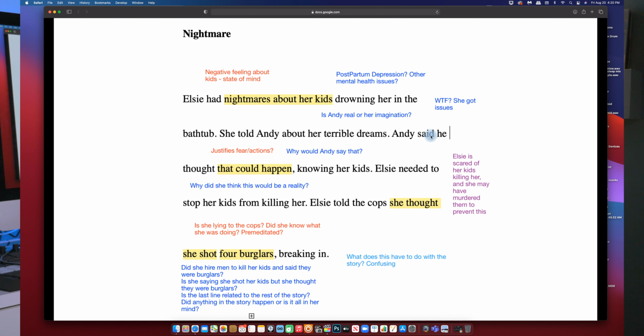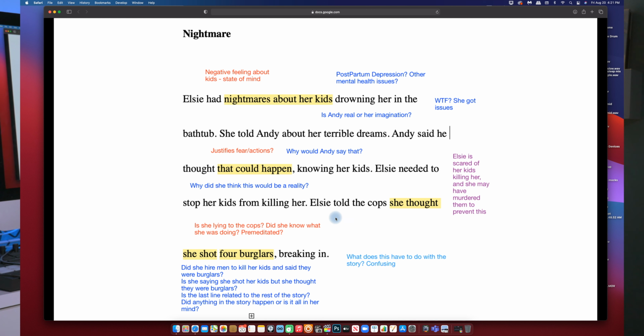Next, I said here we have Andy said he thought that could happen. I highlighted that because I was questioning, maybe thinking it could happen justifies the fears that she may have or the actions that she took. And then at the end, when it says Elsie told the cops she thought she shot 4 burglars, I highlighted that because I was thinking, is she lying to the cops? Did she know what she was doing? Was it premeditated? So I felt like that was important to note.